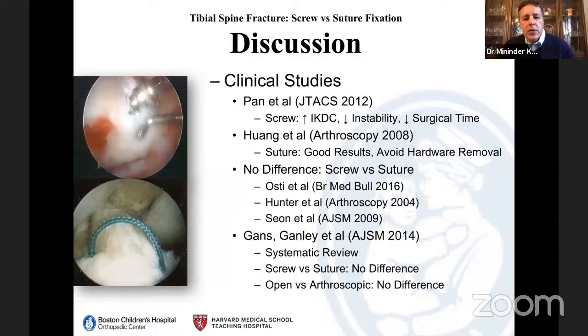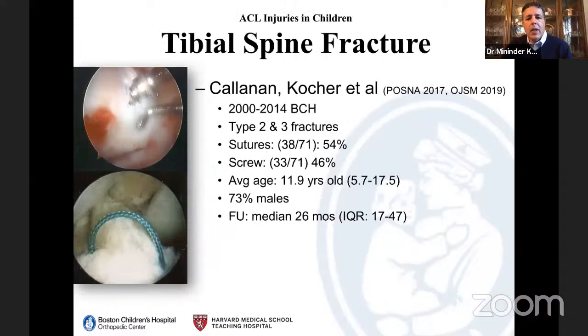If we look at clinical studies, we have studies looking at screw fixation only, which show good results. We have studies looking at suture fixation only, which show good results. When we look at comparative studies, there's a group of studies that found no clinical difference between screw and suture fixation. Actually, a systematic review performed by Gans and Ted Ganley's group found also no difference between screw and suture fixation, and they found no difference in results between open or arthroscopic treatment.